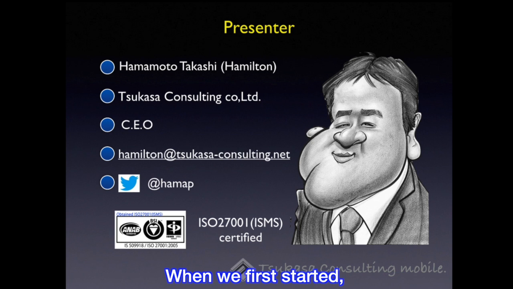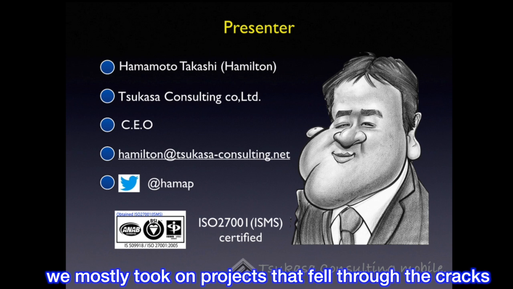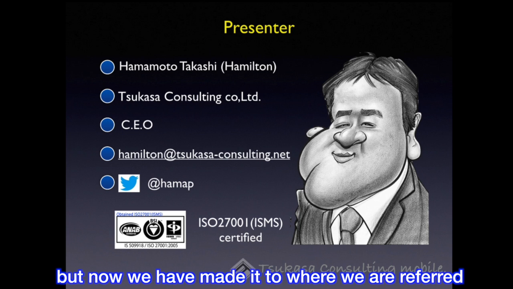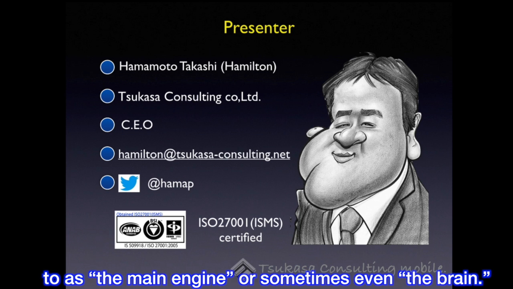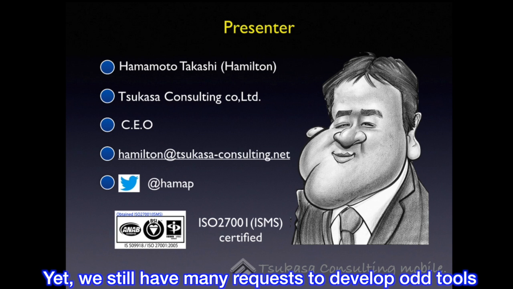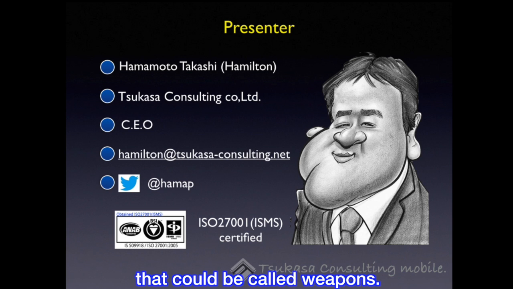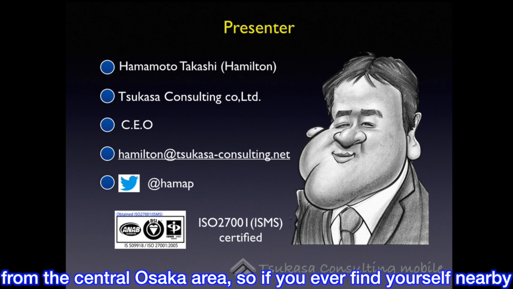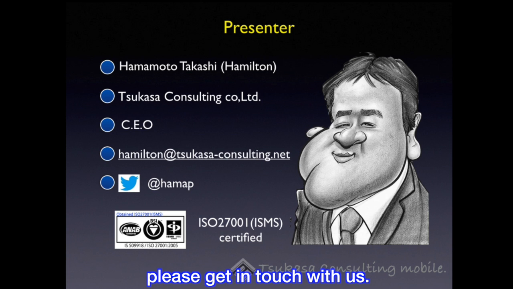When we first started, we mostly took on projects that fell through the cracks of bigger companies. But now we have made it to where we are referred to as the main engine, or sometimes even the brain. Yet, we still have many requests to develop auto tools that could be called weapons. We are located only 10 minutes away by subway from the central Osaka area. So if you ever find yourself nearby, please get in touch with us.